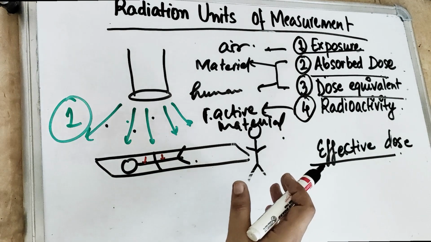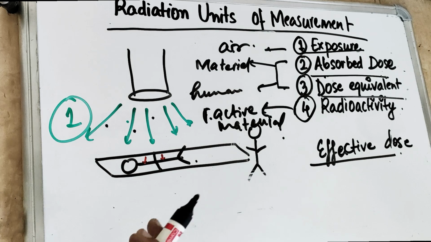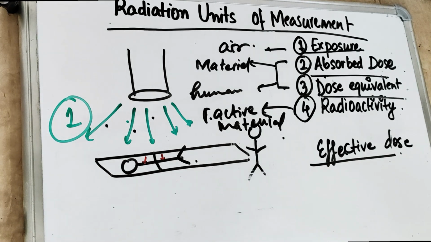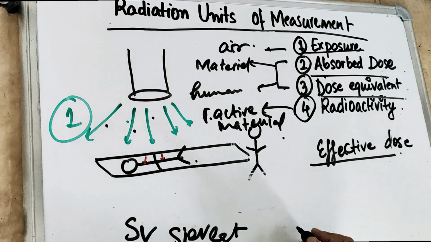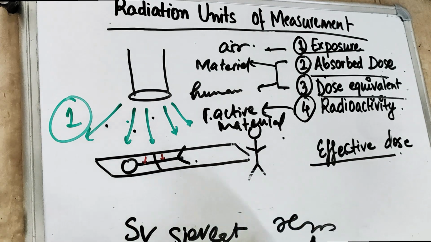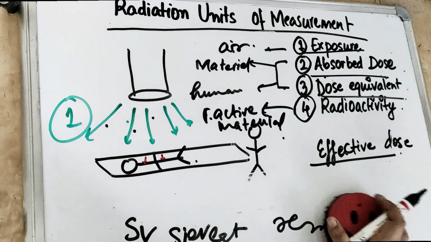It is the product with the quality factor, which is going to see the changes on the body. So for dose equivalent, the SI unit is the sievert, and the traditional unit is the rem. Rem is the Roentgen equivalent man or Roentgen equivalent mammal, right? So that is dose equivalent.